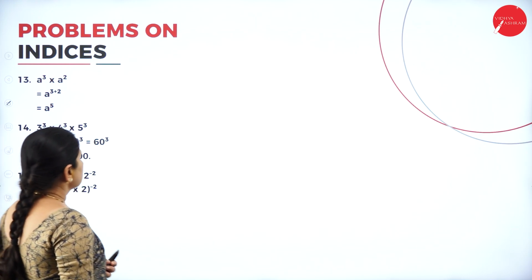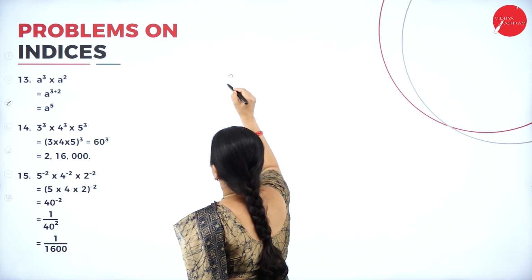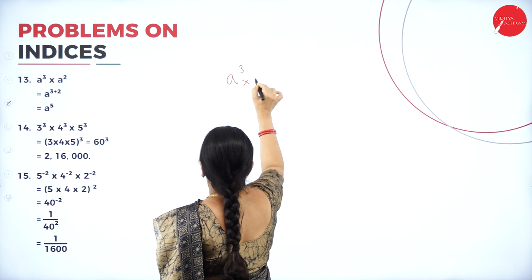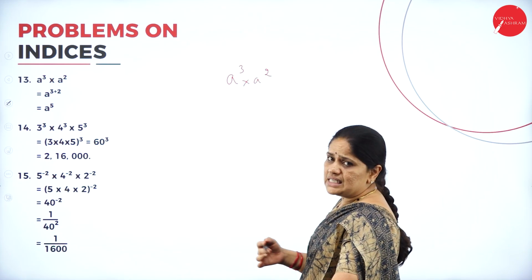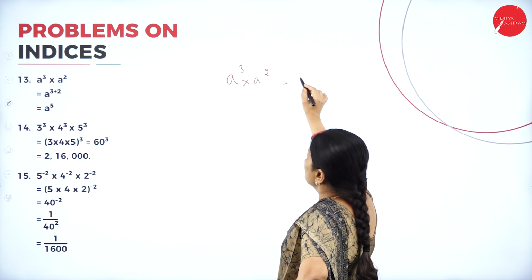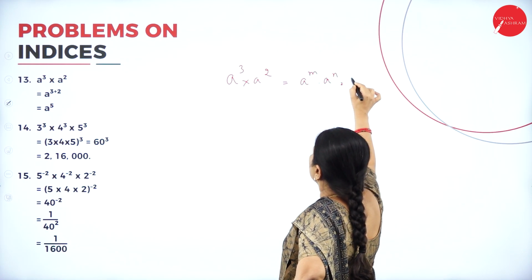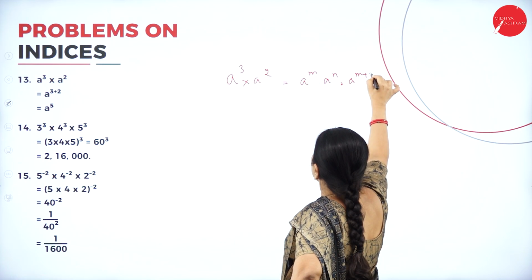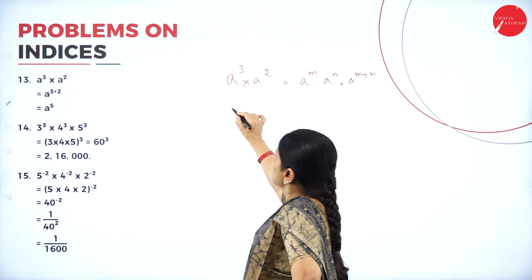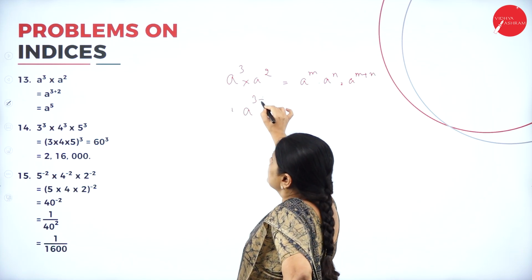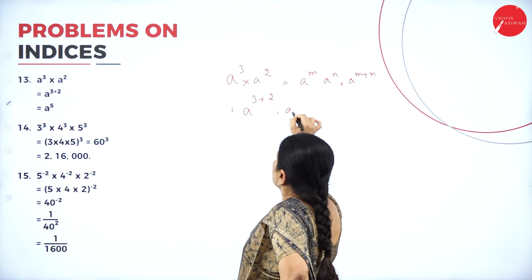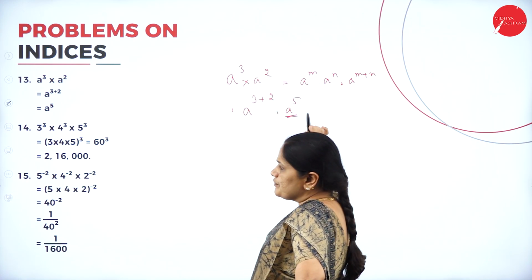Now, the next question is a cube into a square. Just recall what the first law tells us: a to the power of m into a to the power of n equals a to the power of m plus n. So, this will be equal to 3 plus 2, that is equal to a to the power of 5.